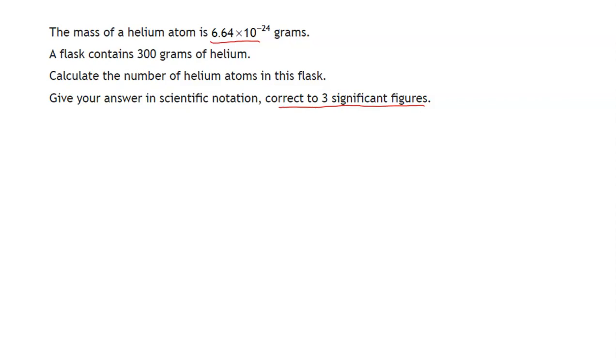Now, what we have in this question is the total, the 300 grams. We know what one of them is, so we want to divide that 300 grams amongst all of them in order to be able to get our solution. So in order to do this, I've got to take the 300 grams and divide it by the mass of 1 atom to figure out how many of those are in it. So I'm going to do 300 divided by the 6.64 times 10 to the negative 24.